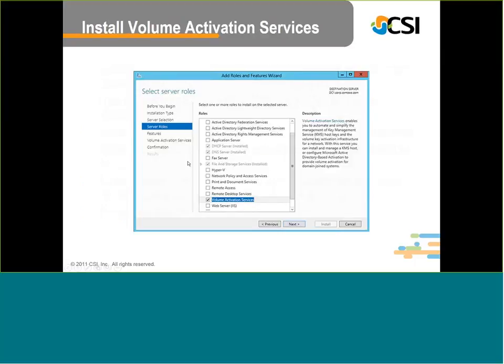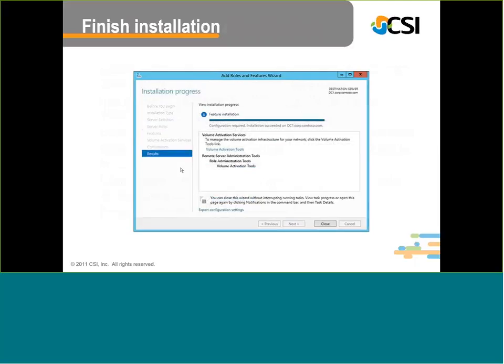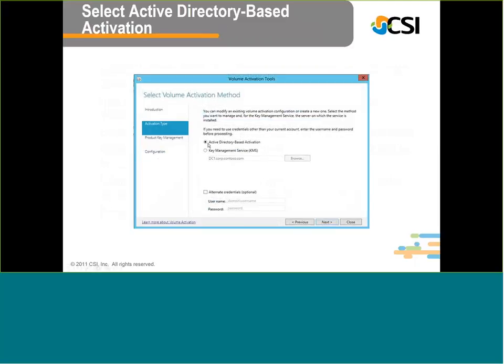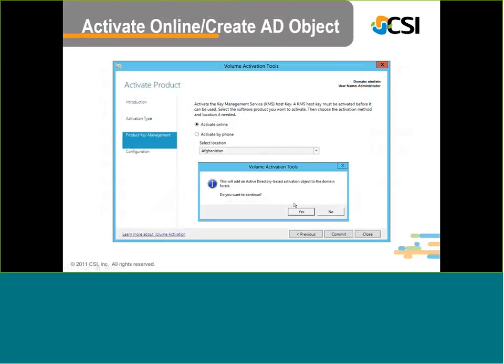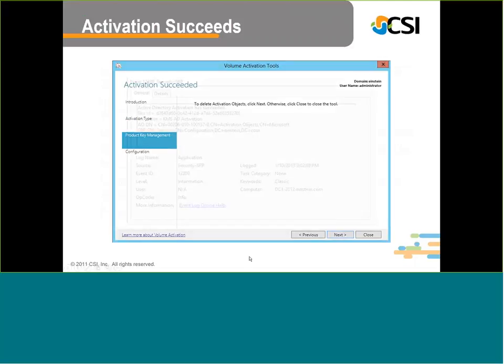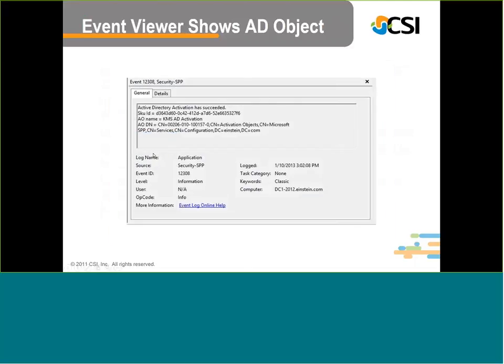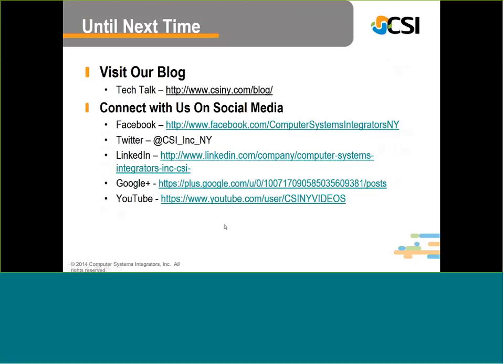So here we are again. We do the same exact thing, except now we select Active Directory-based authentication instead of KMS server. It's going to say, I'm going to create this object. Do you want me to go forward? I say yes, and then ta-da. You should see in the event viewer that it created the object in Active Directory to look for.